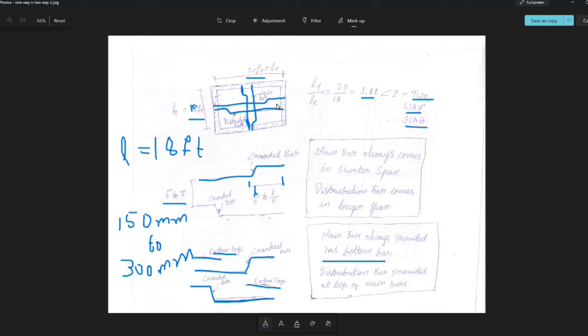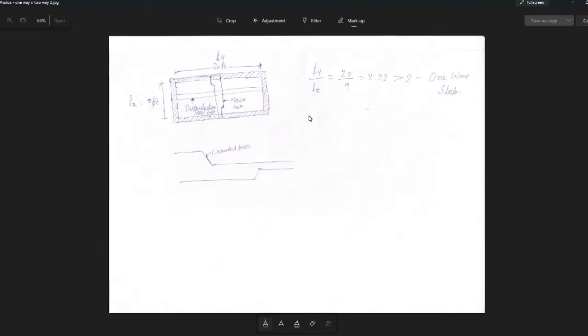So now next we'll move forward to the one-way slab. In the one-way slab, the second room that I've taken is 20 feet by 9 feet. So the longer length is 20 feet, the shorter length is 9 feet. So Ly by Lx, where Ly is 20 feet and Lx is 9 feet. So 20 by 9 is equal to 2.22, which is greater than 2. So there we need to take a one-way slab.